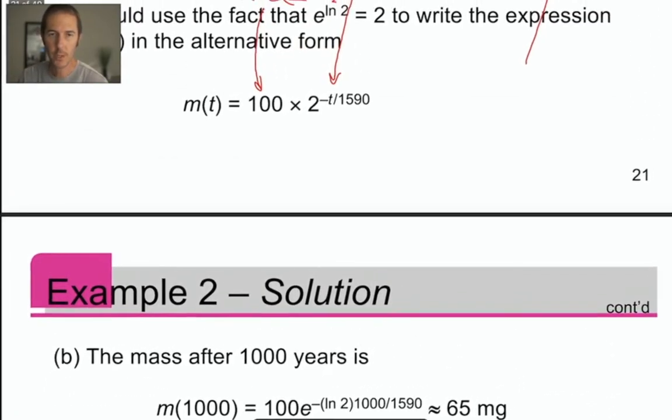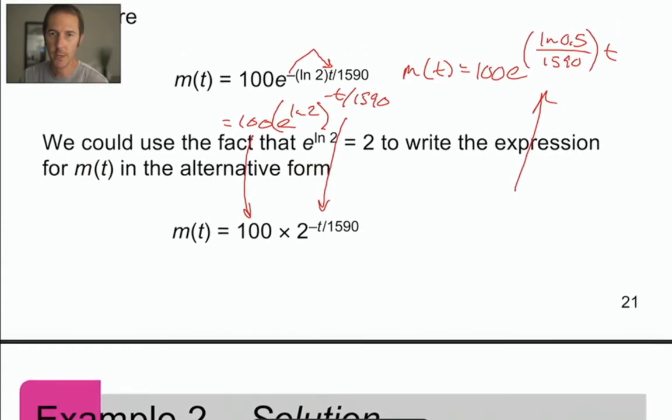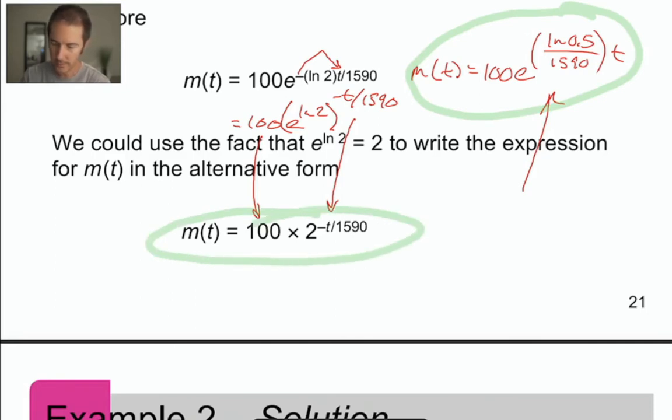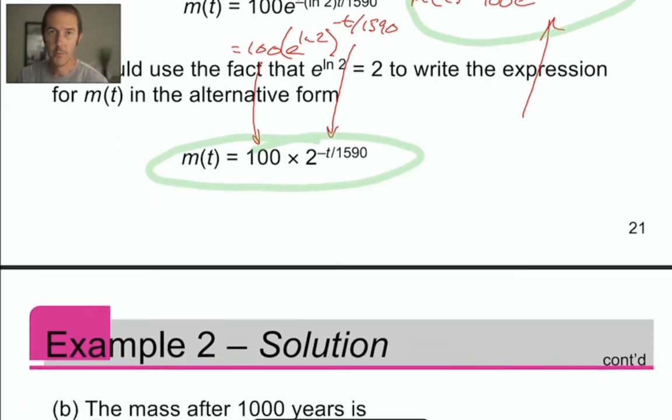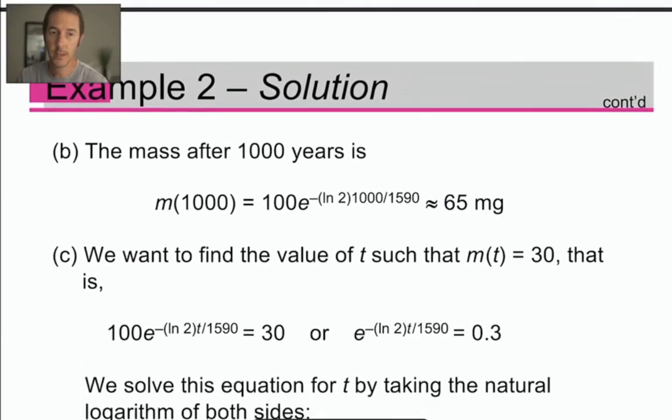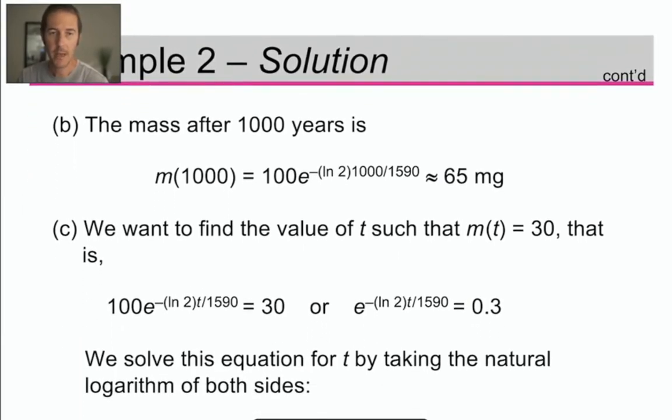So however you want to write your m of t equation. I write my m of t equation like this in the top right. The author writes the m of t equation like this. If you're doing your homework in WebAssign, you should be able to type it in either way. The mass after 1,000 years: take a t-value of 1,000, plug it in. You're into the calculator anyway.